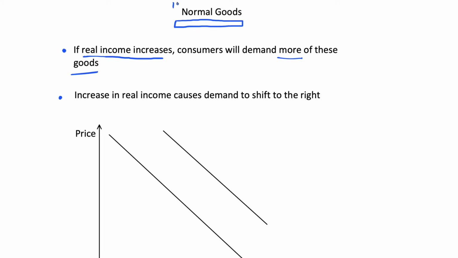And the reason we call these normal goods is because they are normal, and we may at first think that every single good and service acts in this way, where if the income of an individual increases, they're going to demand more of every good. But this is not completely true, and in the next video I'll go over what we call inferior goods, which are goods where real income increasing causes consumers to actually demand less of the good. But in this video I will just focus on normal goods.